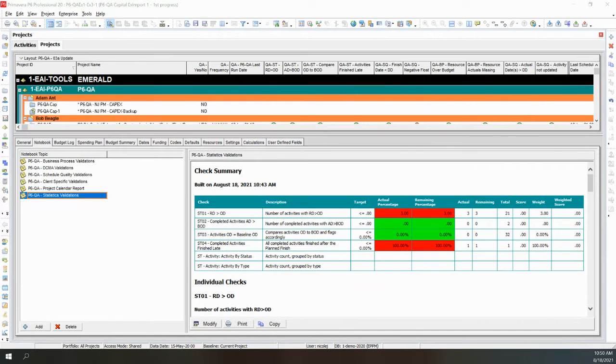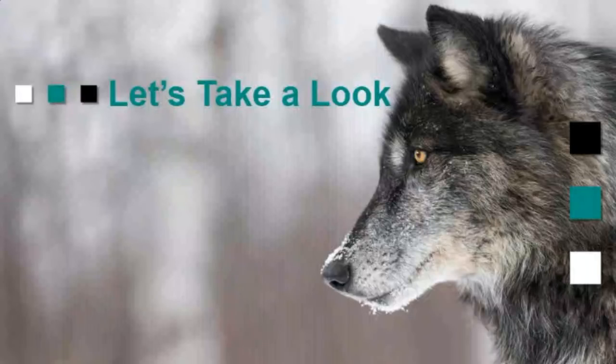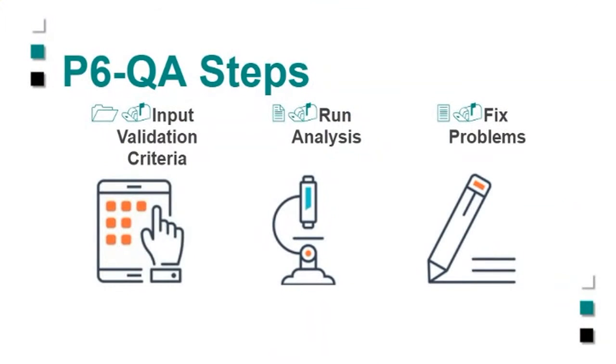So I'm going to stop sharing P6 and I'm going to go back to the presentation and we'll just do a quick wrap up. So really the steps that I was showing you to put together the QA is you input your validation criteria. You decide which data elements you want to monitor. And then you input the validation criteria. You run the analysis as you saw, and you can make the fixes and rerun the analysis. So it's really quite easy to use.